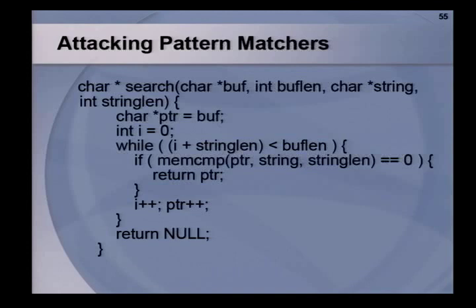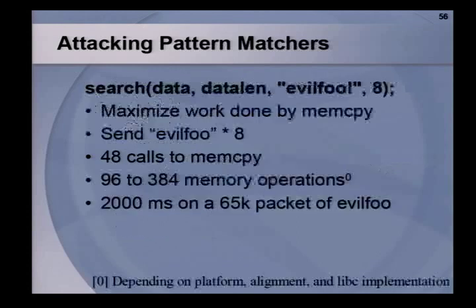So an example of pattern matching implemented in an IDS currently shipping today is what you see now. It's a very simple search. You have your packet data coming in, and you have the string you're looking for inside of your packet data. What it does is walk through the packet and say, okay, at this byte, does this string match? Move forward a byte. Does the string match? So in the example of how you would use it, you'd say search for data, with the size of the string, the evil foo bang, which is 8 bytes.